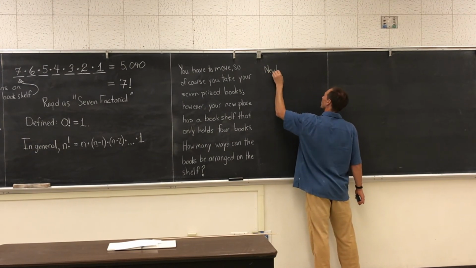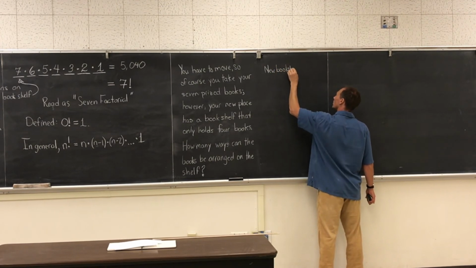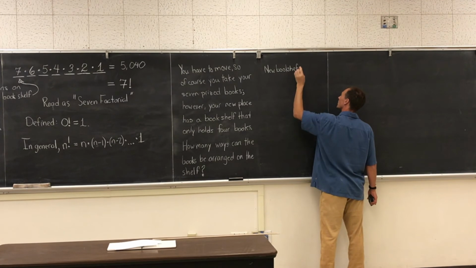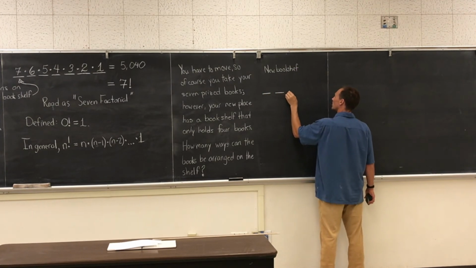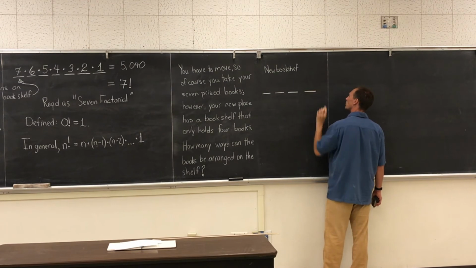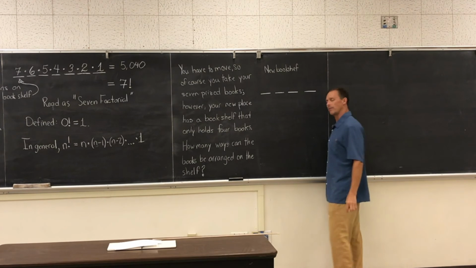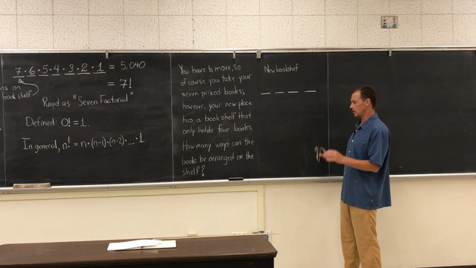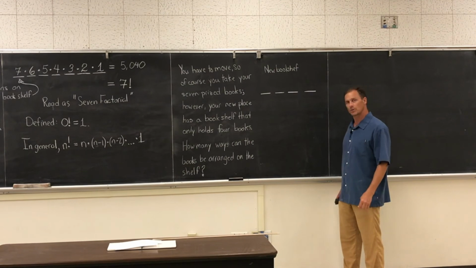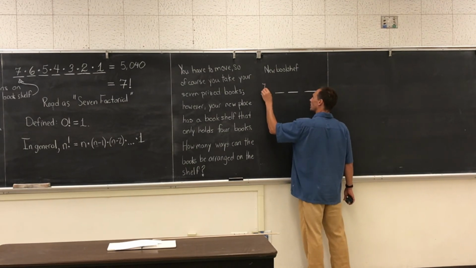So our new bookshelf looks like this. It has 1, 2, 3, 4 slots. Now, you have 7 books. So you're like, all right, which book would go in the first spot? Well, you have 7 to choose from.